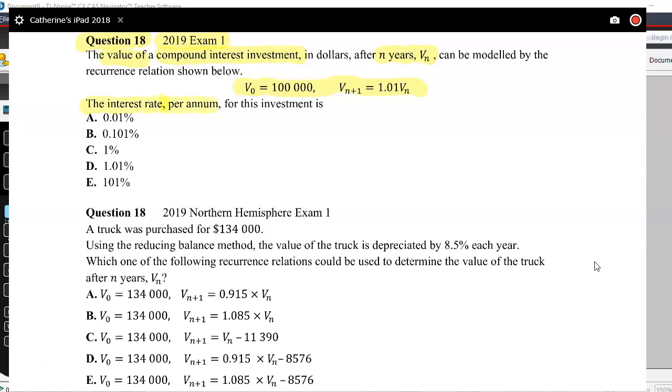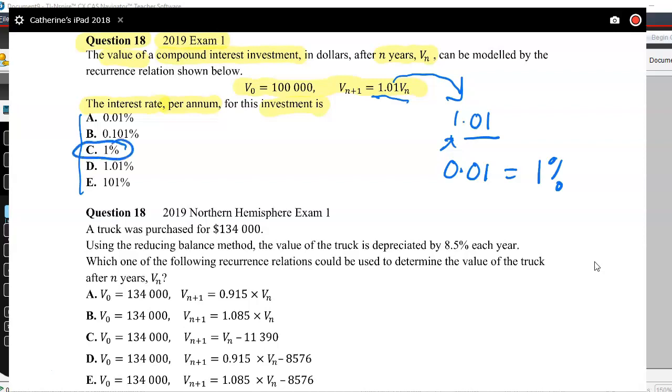The interest rate per annum for this investment is, okay, so we've got to look at these and figure out which one of them is our interest rate. Well, let's have a deeper look at this. That 1.01, what does that represent? That 1 is showing us that it's growing, okay? And any difference above or below 1 tells us the interest rate. So here, that is 0.01, which is 1%. So my answer here is C.